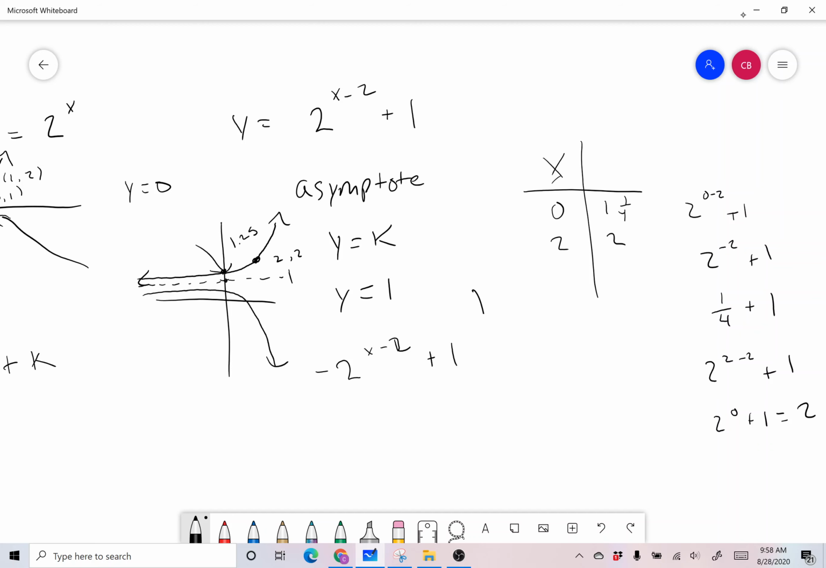Okay. So you can do it this way, guys. Like I said though, I'm more concerned with you knowing the shape of it. If it's exponential, it should look like a ski slope, sort of like that.